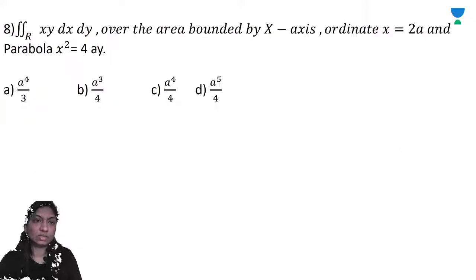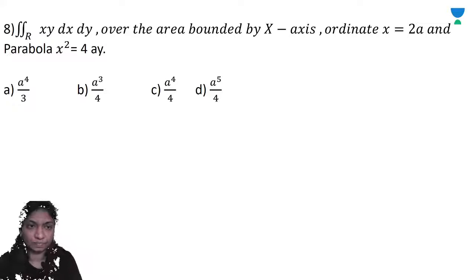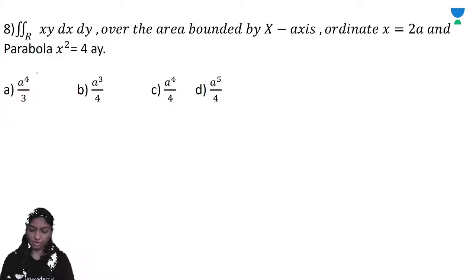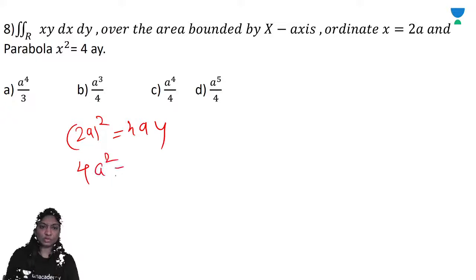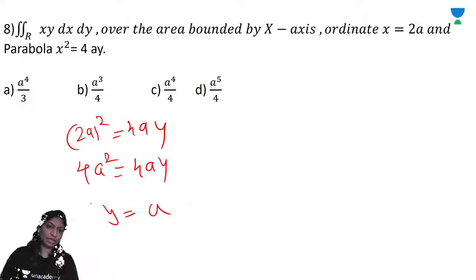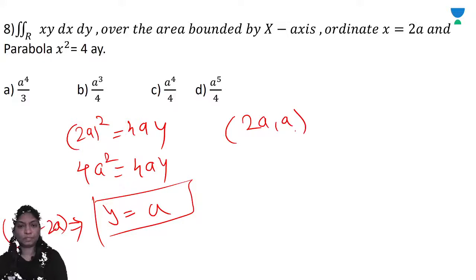Now next, see. Integral over R of xy dx dy over the area bounded by the x-axis, ordinate x is equal to 2a and parabola x square is equal to 4ay. Now again the integral limits are not given, right? So we can find out the point of intersection also. Put x is equal to 2a here, so y is equal to a, you will get. Put x is equal to 2a: 4a square is equal to 4ay. A square cancels out. So you will get y is equal to a. So the point of intersection is 2a, right?